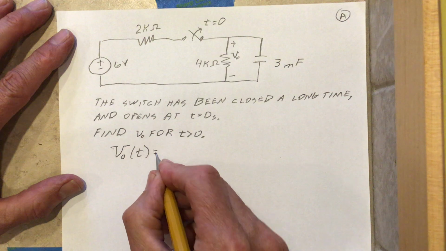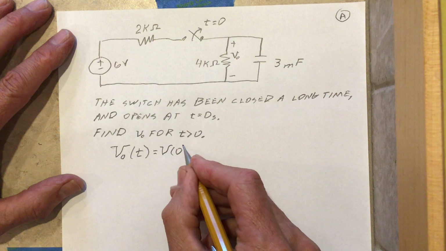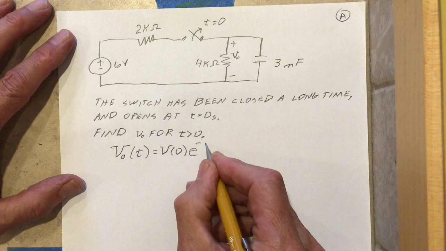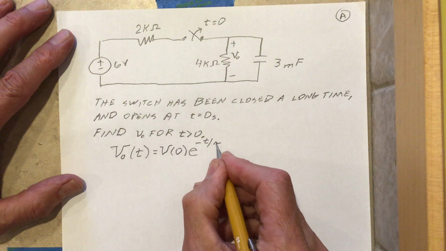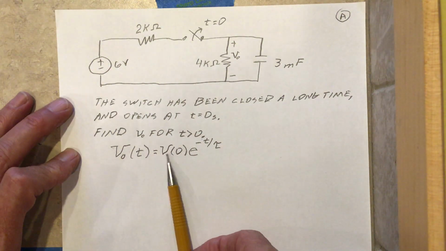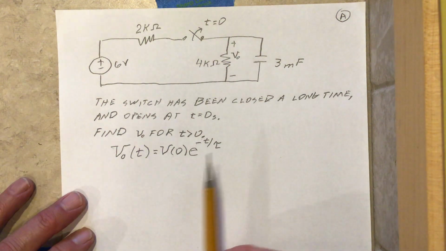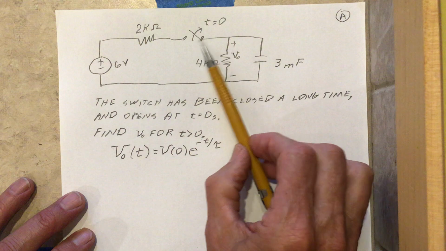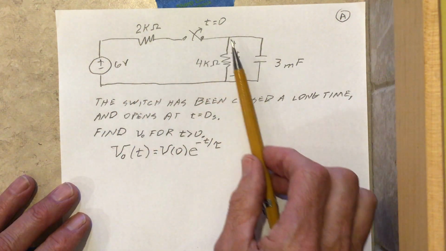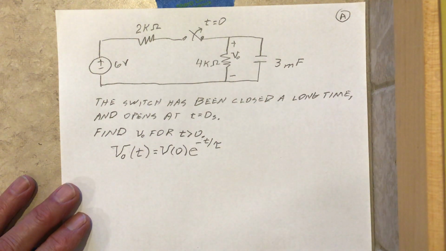It's going to look like this. We need our voltage across the capacitor at time 0, and then we're going to have a decaying exponential, e to the minus t over tau. So there's two unknowns in this formula. We need to know the voltage across the capacitor at time 0, and we need to figure out what tau is going to be. So a key feature here is this switch which opens at time 0. That means we have one circuit before the switch opens at time less than 0, and we have a completely different circuit after time 0.